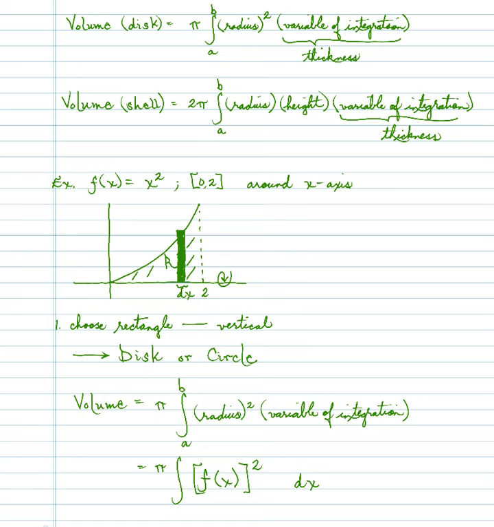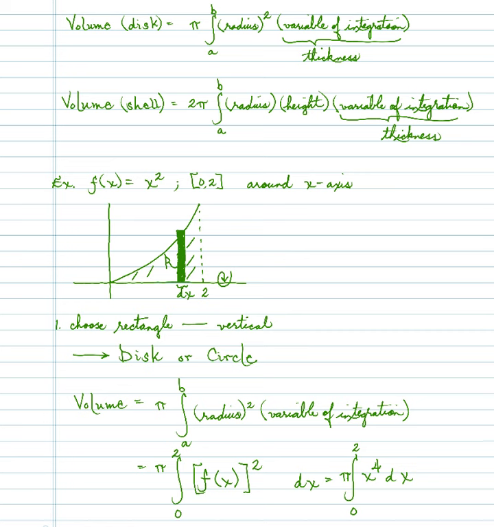Now we know what the radius is. The radius is the actual function. And we know the variable of integration is x, so that means we're integrating over some x values. In this case, our x values are ranging from 0 to 2, so those are going to be our limits of integration, 0 to 2. Now if we rewrite this, we get the integral from 0 to 2, and of course pi in front, and then f of x is x squared. So we have x squared squared, which will be x to the 4th dx. And that's going to be our integral. Once we evaluate this integral, we're going to have a solution for the volume.